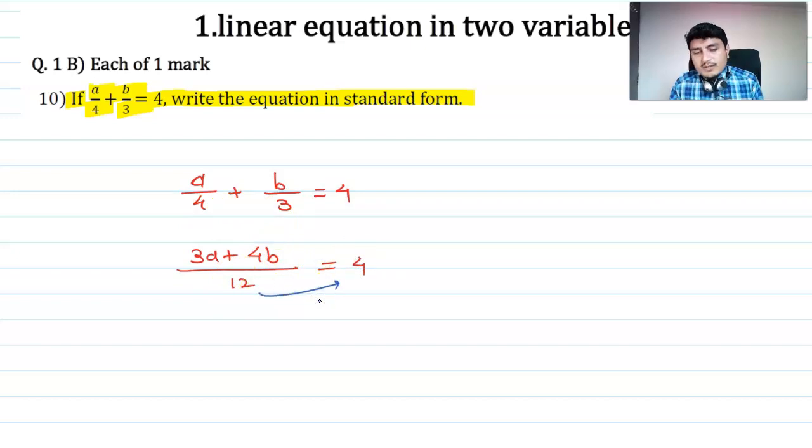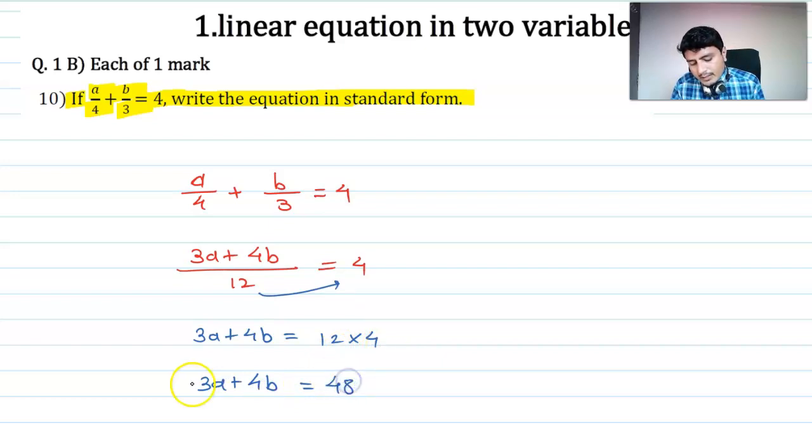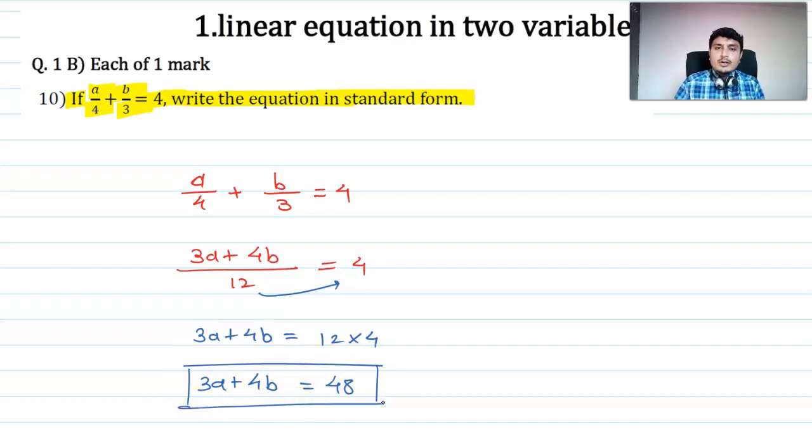Now let us shift the 12 from LHS to RHS, so that 3a plus 4b equals, 12 is the divisor, after shifting it will become a multiplier. So 3a plus 4b equals 12 fours are 48. So it is now the standard form of a linear equation in two variables where a and b are the variables, 3 is the coefficient of variable a, 4 is the coefficient of variable b, and 48 is the constant. So here we have the standard form of the given equation.